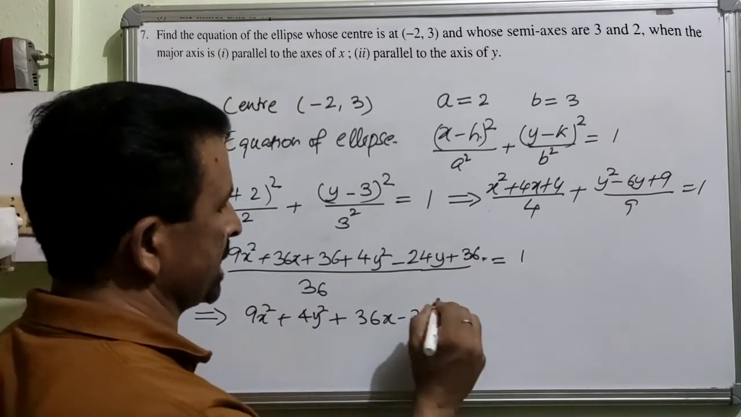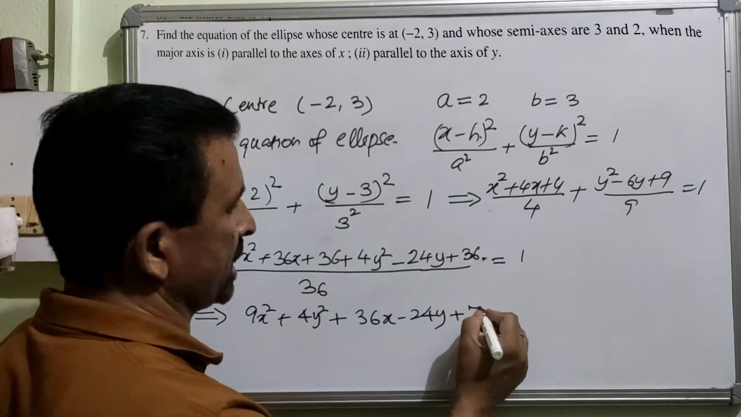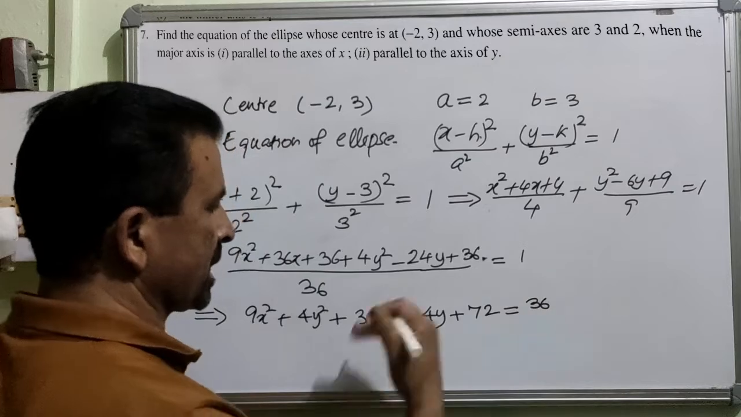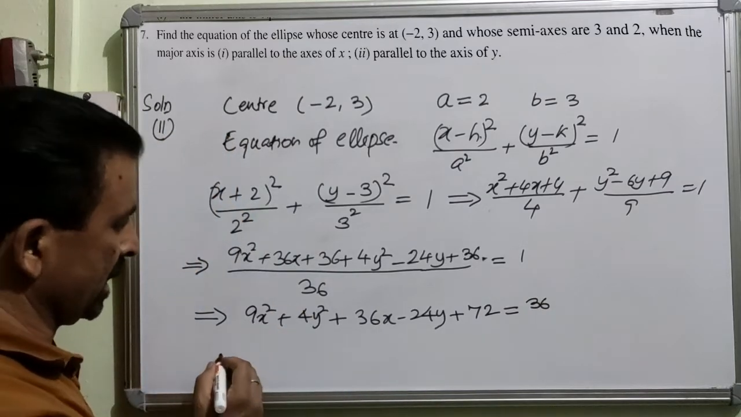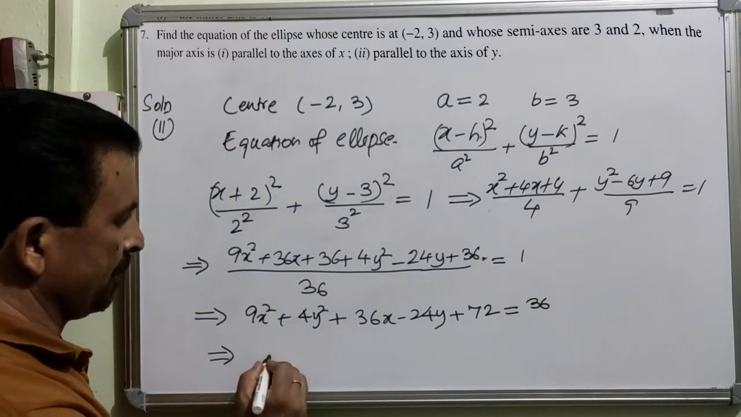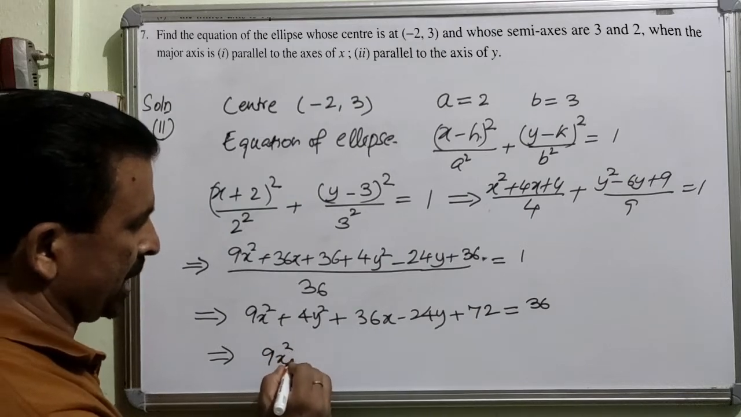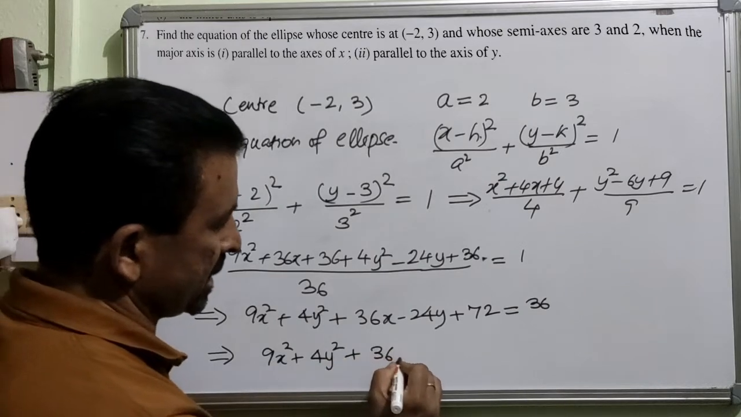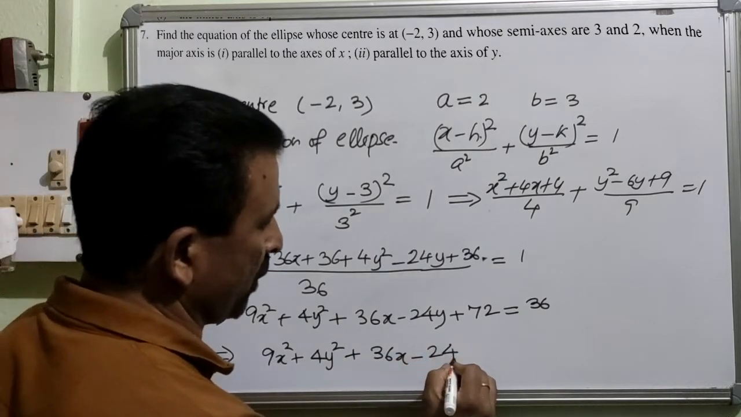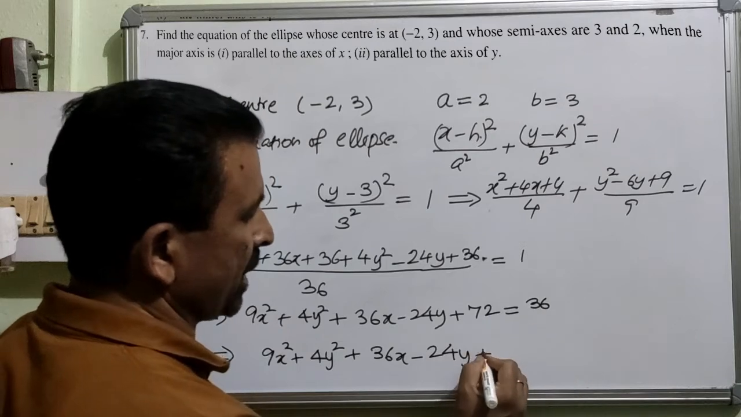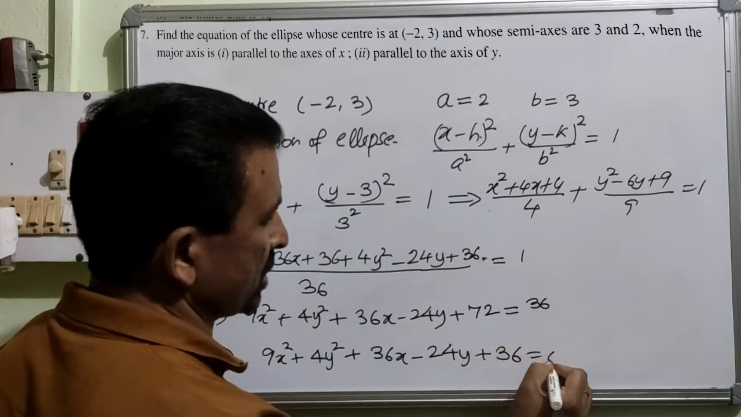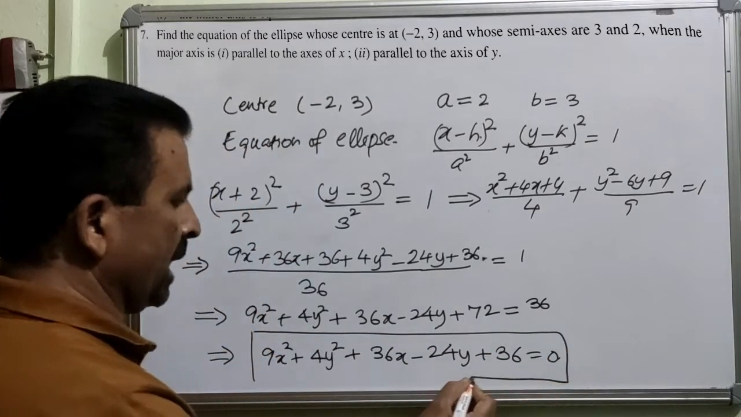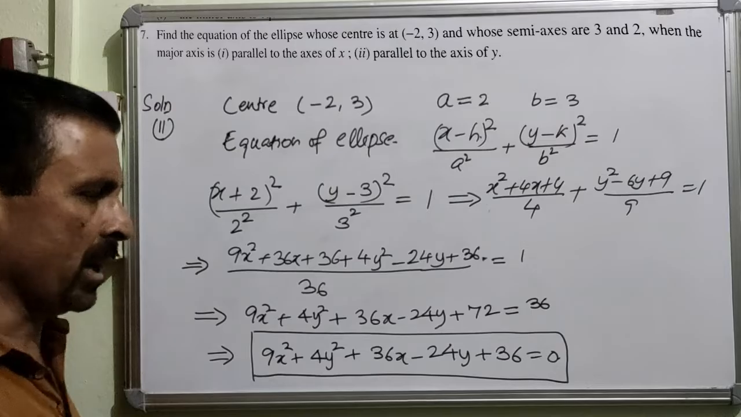The 36 and 36 we can add together. We will get 72, and cross multiplying 36 into 1 will become 36. Now this 36 will be brought to the left hand side, and we get the final equation of the ellipse. The final equation is 9x square plus 4y square plus 36x minus 24y, and 72 minus 36 will become 36, so plus 36 is equal to 0. This is the required equation of the ellipse which is parallel to the y-axis.